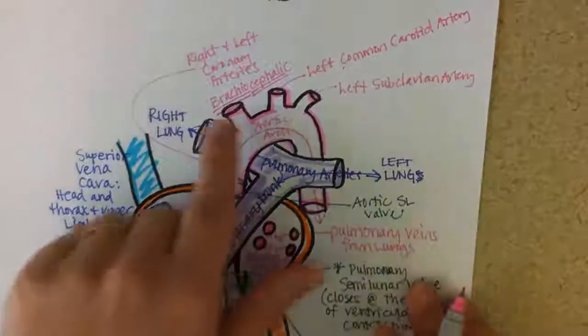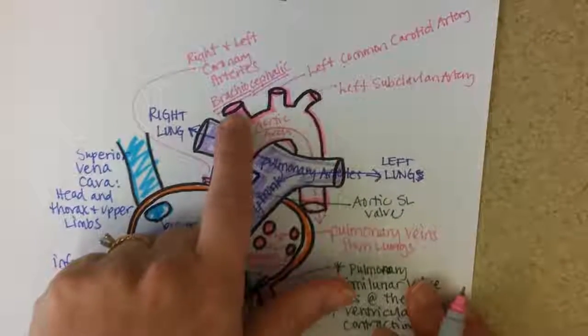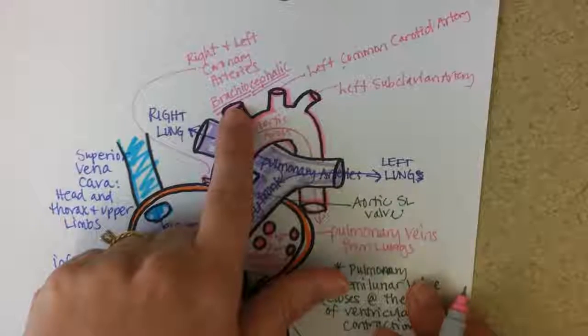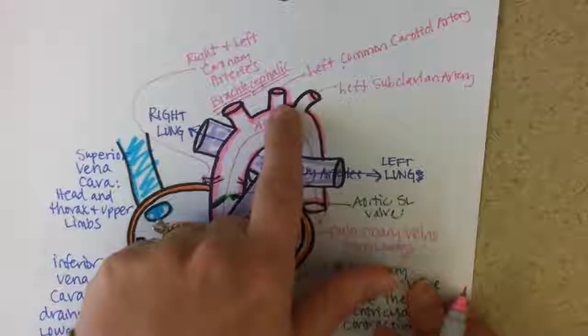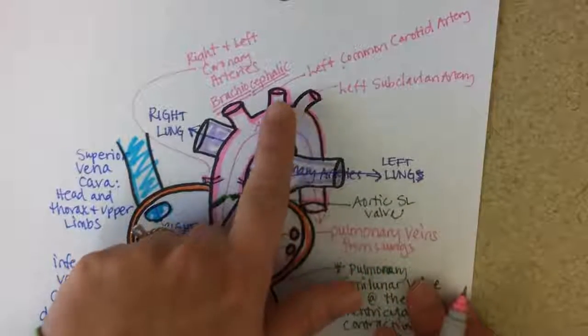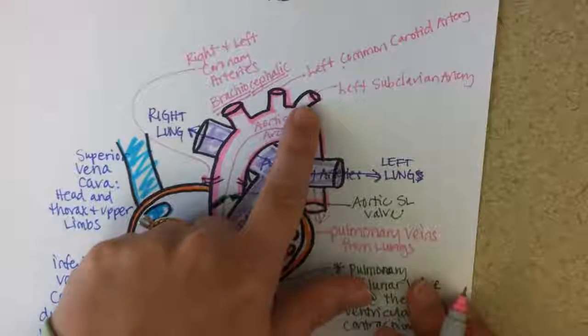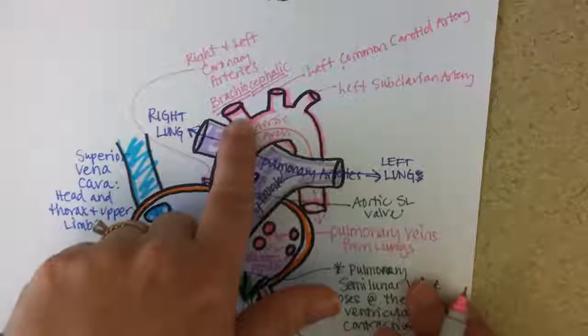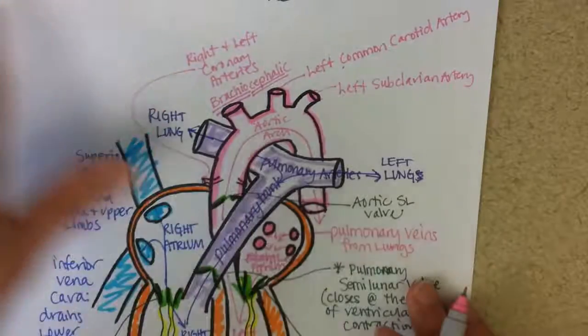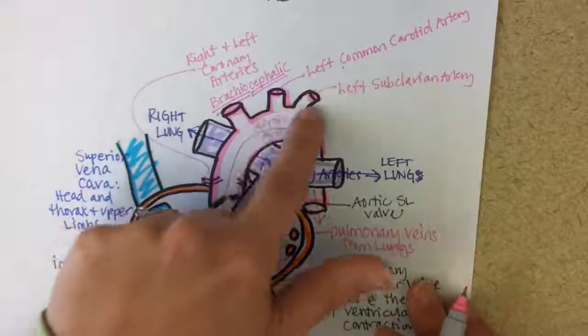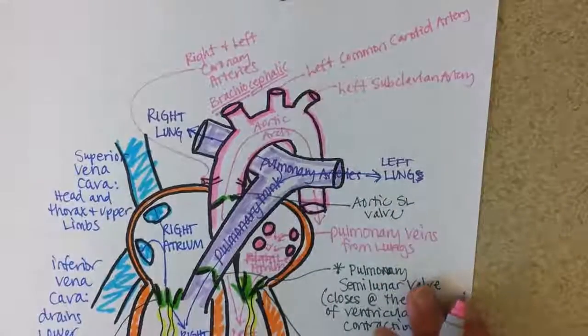So the brachiocephalic sends oxygenated blood to the right arm and the right side of the head and neck and up to the brain. The left common carotid sends blood to the left side of the brain. The left subclavian artery sends blood to the left arm. So one artery here splits to go to the arm and to the head, whereas these two come off separately.